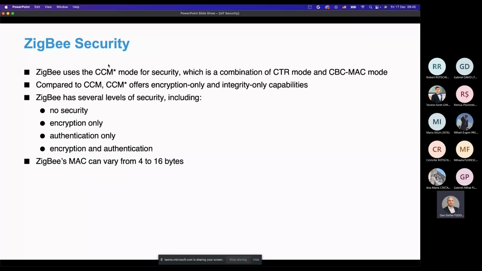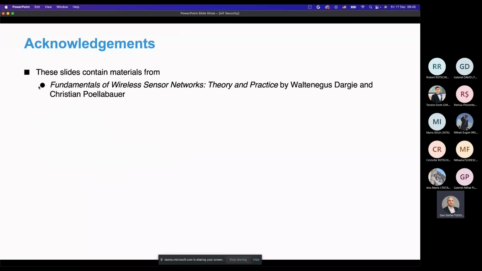So this basically concludes the discussion for today. Most of the information in these slides can be found in this book. It's got a very well-established section on wireless sensor network security, and most of the information that we've touched on today is from this.